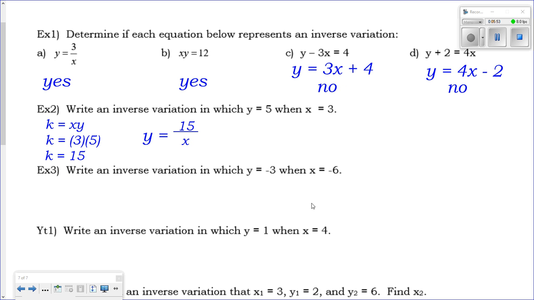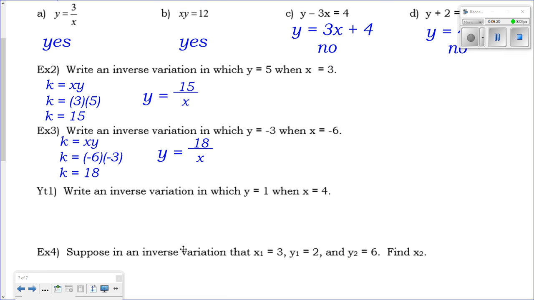Let's do that again. Example 2: write an inverse variation in which y is -3 when x is -6. First, I need to use the secondary equation to find my constant, plugging in x and y. What do you get for your constant? You get 18, so what's the equation when you plug it into the first equation? You get y equals 18 over x. So try your turn 1 and check your answer. For your turn 1, you should have gotten y equals 4 over x.